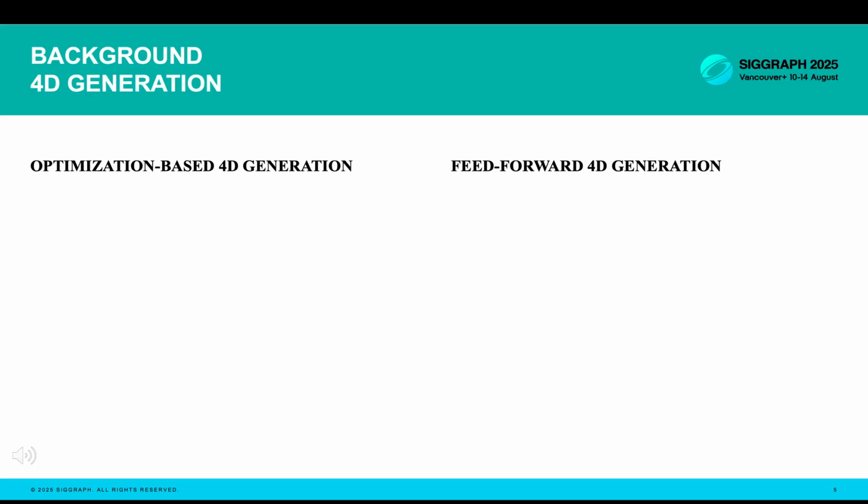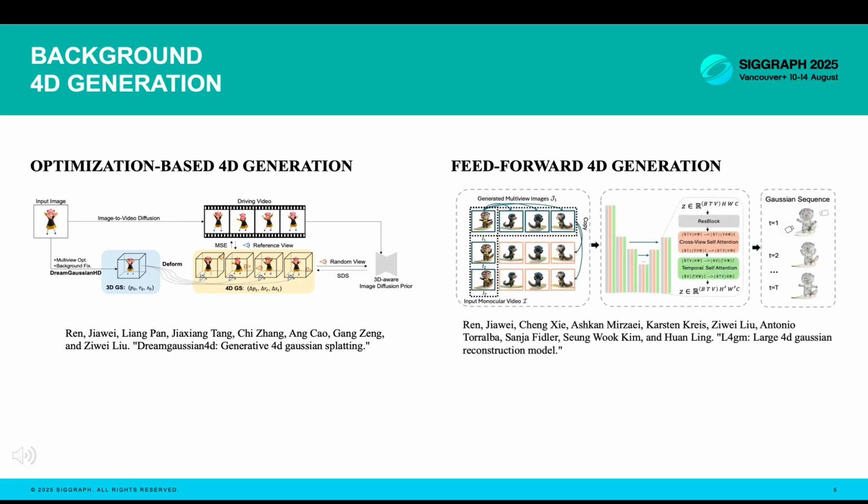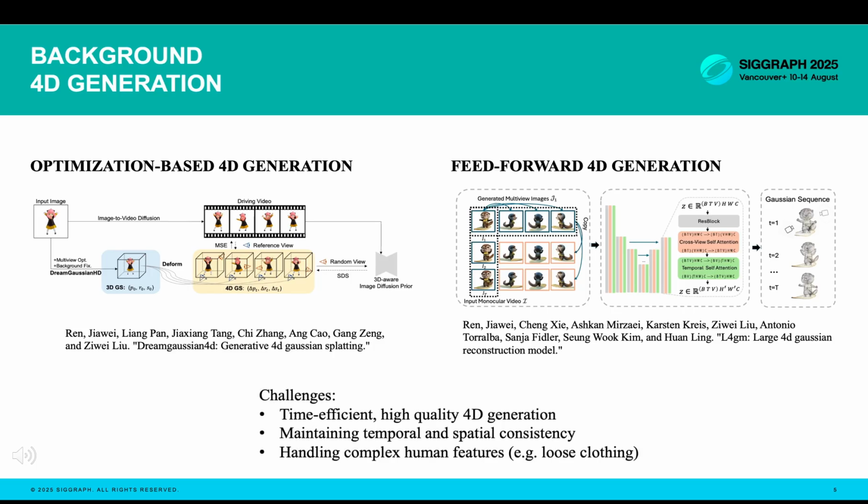Shifting to 4D generation, there are two main strategies in current research. One involves optimization-based methods that rely on SDS loss, such as Dream Gaussian 4D. The other builds on feed-forward pipelines, extending 3D generation frameworks to 4D, as seen in models like L4GM. Despite the progress, these approaches continue to face three major challenges: achieving time-efficient yet high-quality 4D generation, maintaining both temporal and spatial consistency, and handling complex, human-related features such as loose clothing.